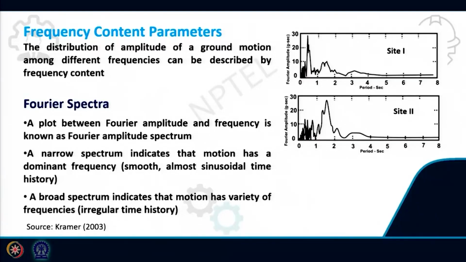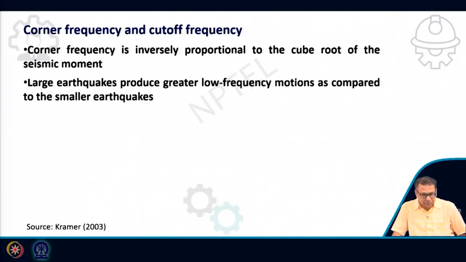Now you can see that I have already discussed the frequency content parameters. The first one is the Fourier spectra. This is the plot between Fourier amplitude and frequency or time period, known as Fourier amplitude spectra. We have already discussed the meaning of narrow spectrum or broad spectrum, and we have derived the equations also.